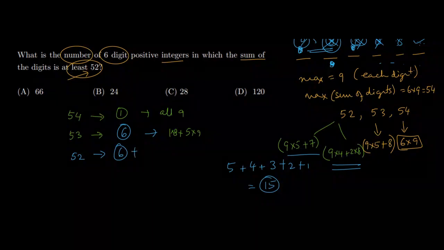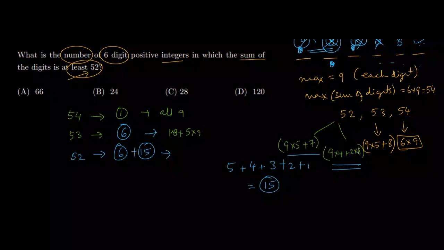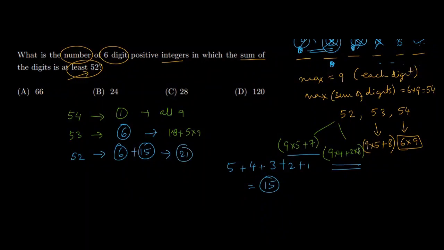And this is the total number of combinations. So this means I can have 21 combinations here, and 6 for 53 and 1 for 54. So which makes it 21 plus 7 or 28 total combinations. So option C is the correct choice.